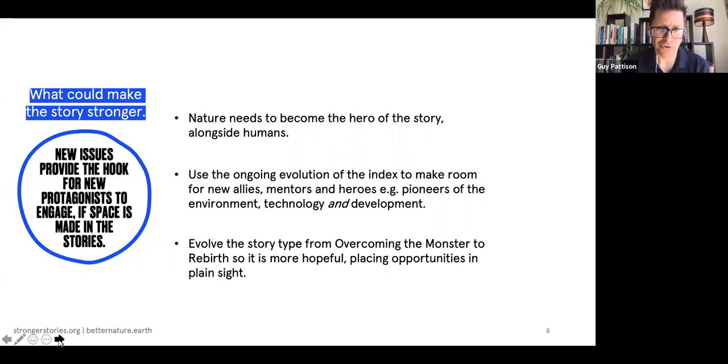In terms of what could make the story stronger, first and foremost, the most powerful thing is to put nature alongside humans as the hero of the story and to really reorientate this story. Secondly, there's a huge opportunity with the index and its evolution to bring new people into the story, particularly around environment, technology and climate. And then it's the way that we tell the story type. A lot of the stories to date and previous reports have been about quests, about overcoming the monster, but actually we need this about rebirth. So it is more hopeful and it's clearer about the opportunities that are there right in front of us.